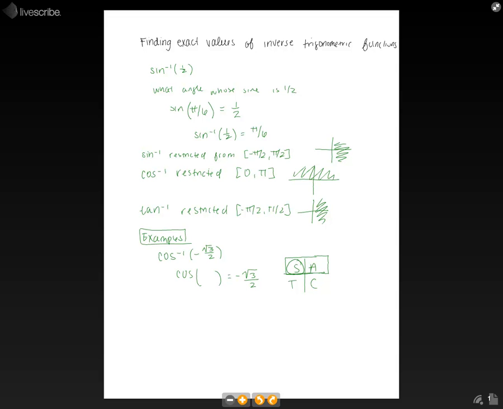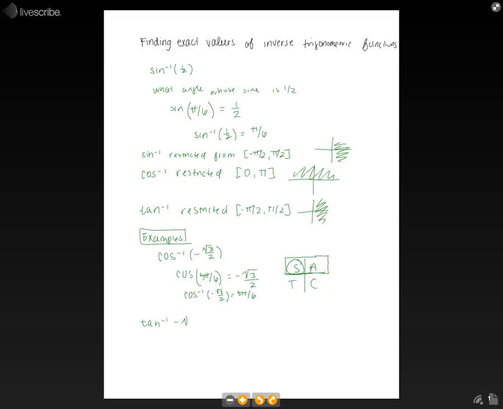So square root of 3 over 2, the reference angle for that would be pi over 6. So in this case, the cosine of 5 pi over 6 is equal to negative square root of 3 over 2. So that means that the inverse cosine of negative square root of 3 over 2 is equal to 5 pi over 6.